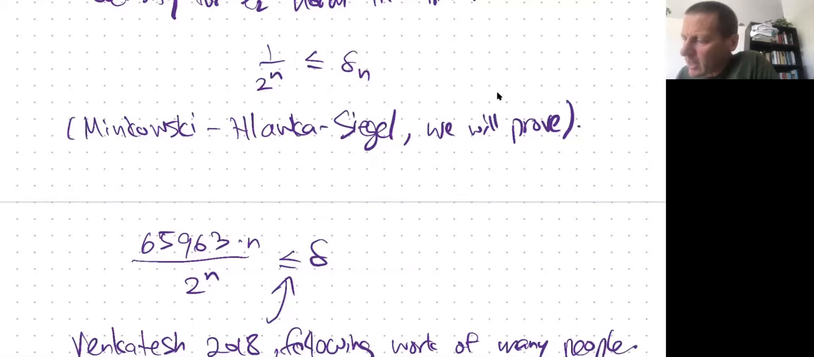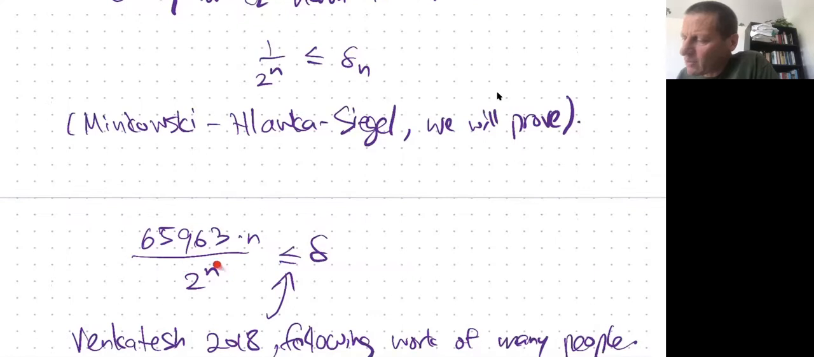This is exponentially decreasing. Here we have the same thing exponentially decreasing, and we increase it by a tiny amount, by a factor of n, which was done in the 50s by Rogers, to get some constant times n. And then people started trying to improve the constant, and the best constant today is Venkatesh's, and this is what he got. So this is a very mild improvement. This bound is a very mild improvement over this bound, and it's taken more than 100 years to get this tiny improvement.